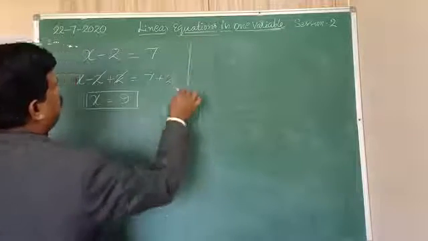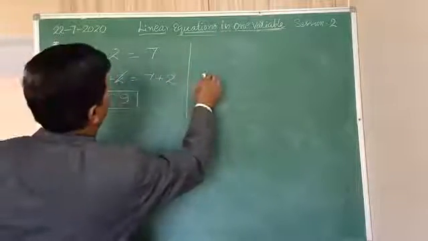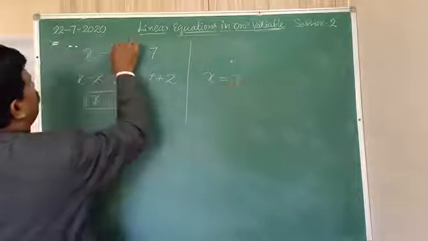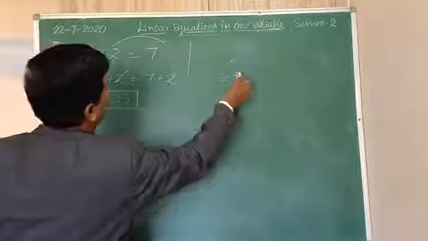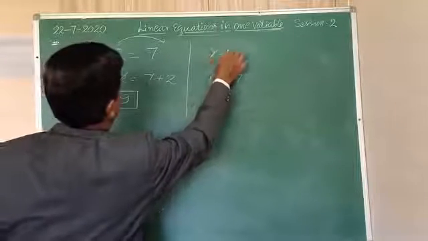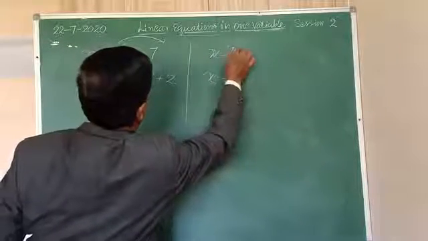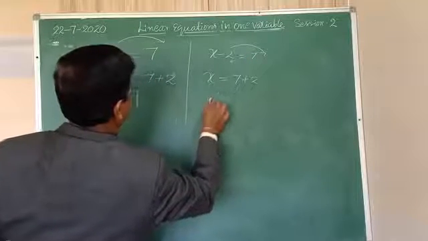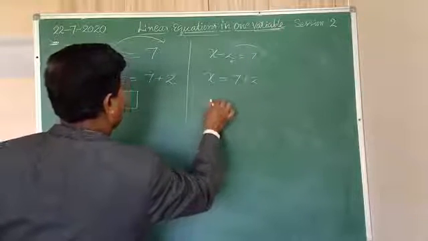Now the second method, x is equal to 7, transferring minus 2 to this side. So let us take here also, x minus 2 is equal to 7. Shift this one, it becomes plus 2. So x is equal to 9.